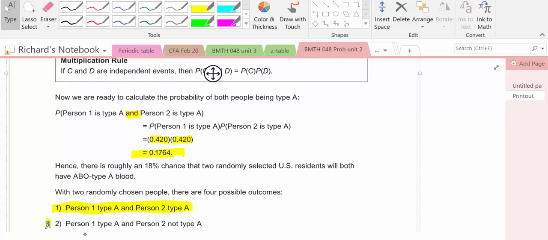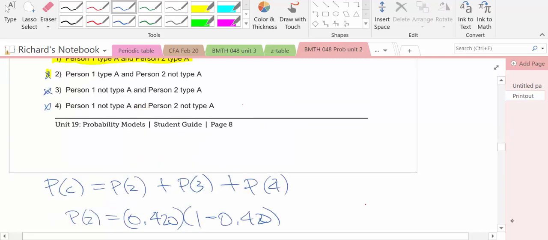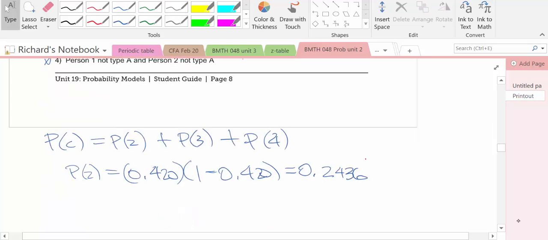So you're going to multiply the probability that person 1 is type A by the probability that person 2 is not type A. The probability that person 1 is type A is 0.420. The probability that person 2 is not type A will be 1 minus 0.420. So I'm taking the probability that person 1 is type A, 0.420, and multiplying that by the probability that person 2 is not type A, using the complement rule, 1 minus 0.420. And that product is 0.2436.